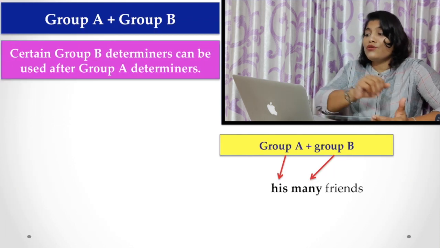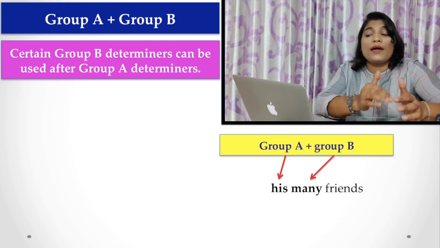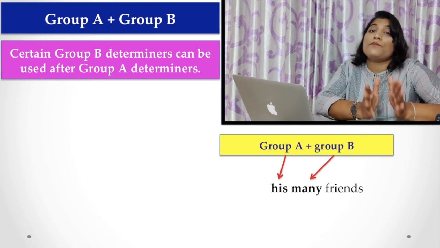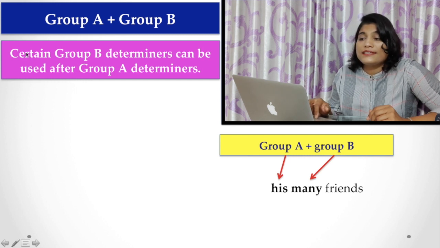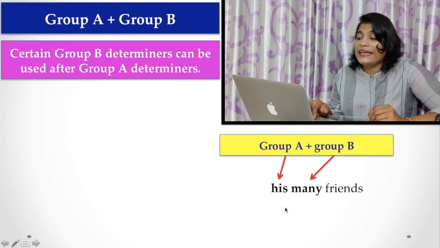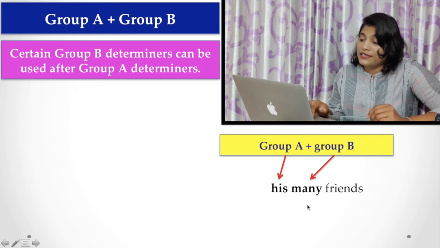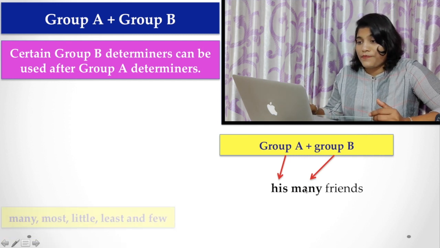Now, I have told you about group A and group B determiners. Now I am going to tell you about group A plus group B determiners. How do you use them? Certain group B determiners can be used after group A determiners. For example, his many friends. Here, his is a group A determiner and many is a group B determiner. So you put the group A determiner first, and then the group B determiner.